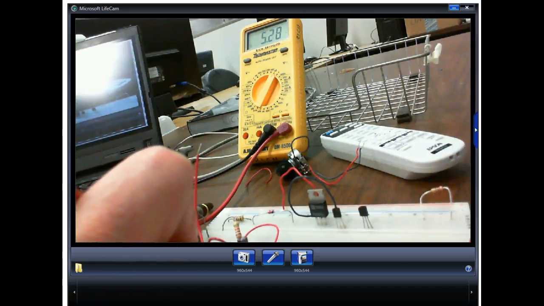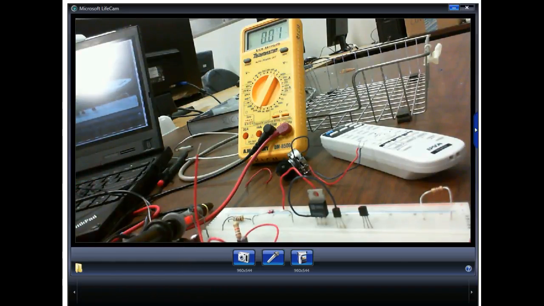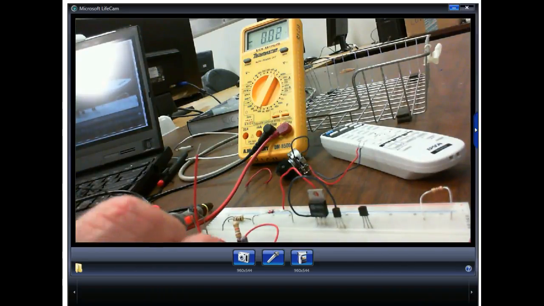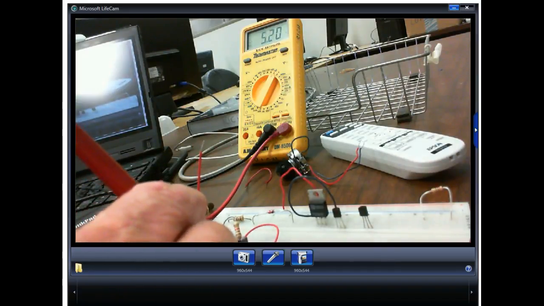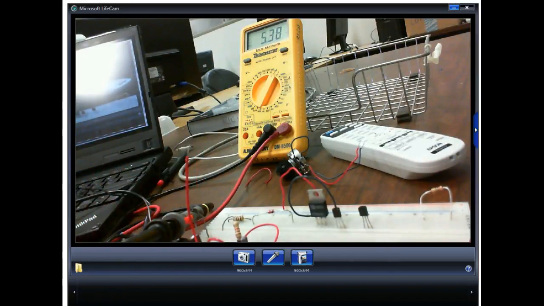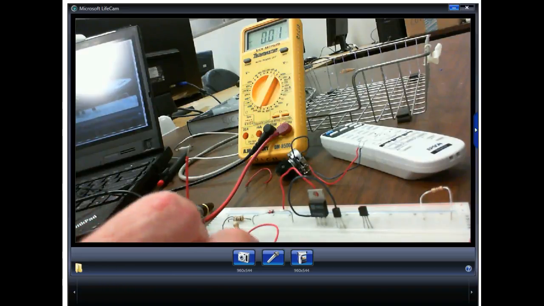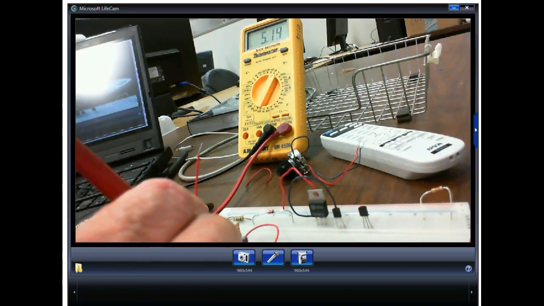You'll see that? Yeah. So we can see the transistor's not turned on. We got 5.4 on the base, and we have 5.17 on the emitter.